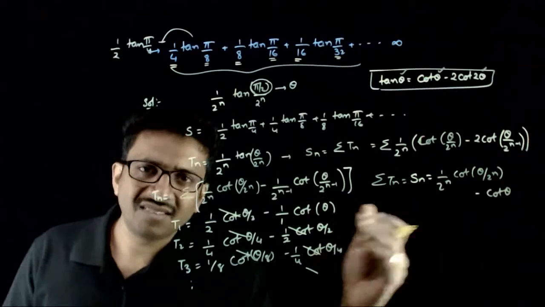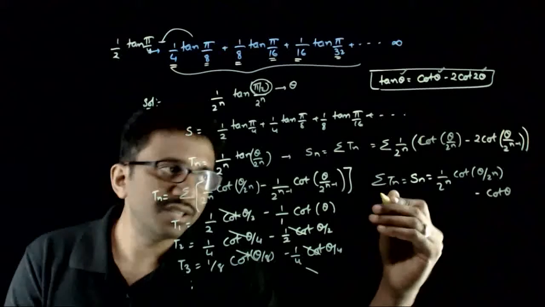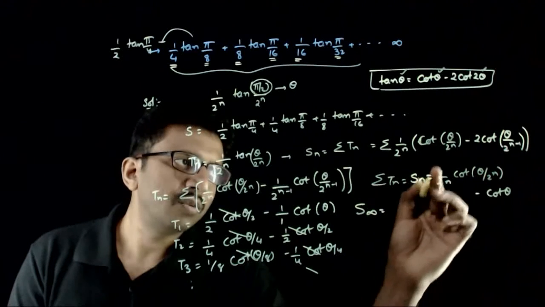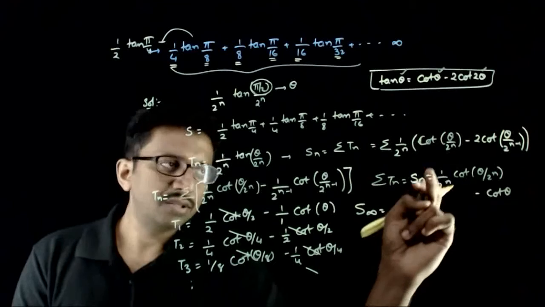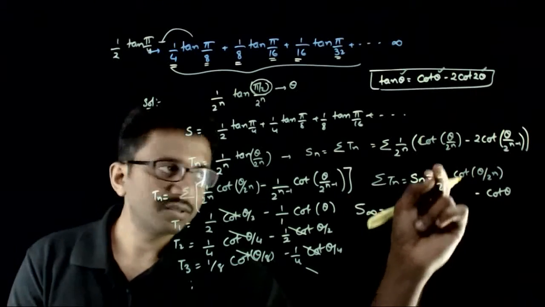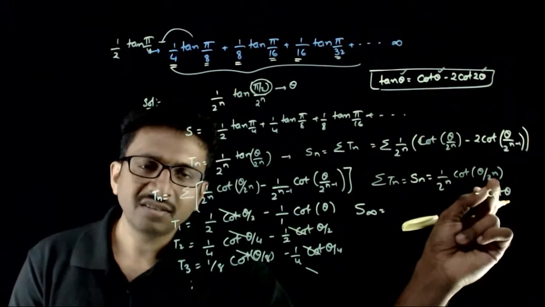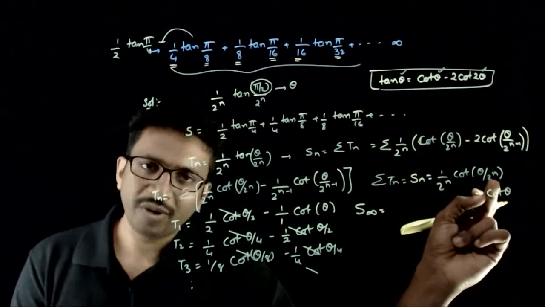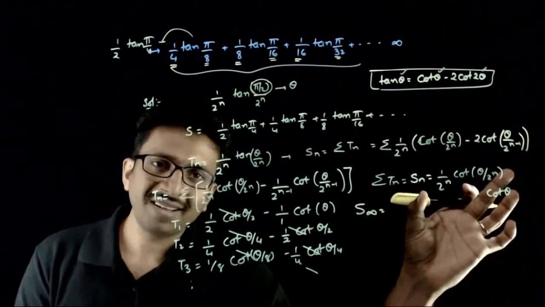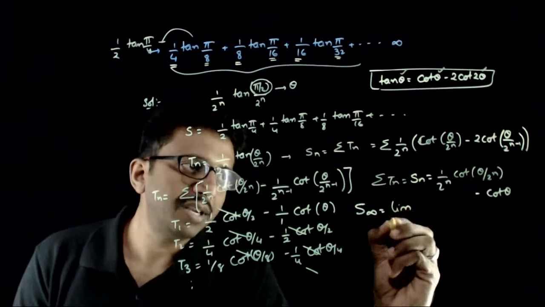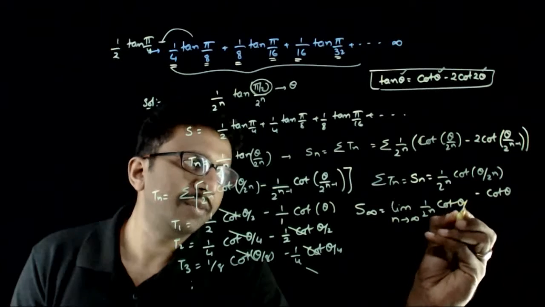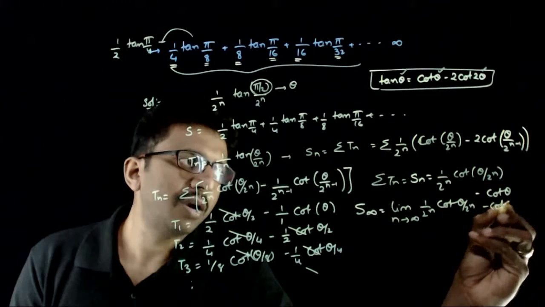So if you take n tends to infinity, S infinity is nothing but, 1 by 2 power infinity becomes 0, and theta by 2 power n, so this is 0 into infinity. So we have to find the limit. S infinity is nothing but the limit n tends to infinity of 1 by 2 power n into cot theta by 2 power n minus cot theta.